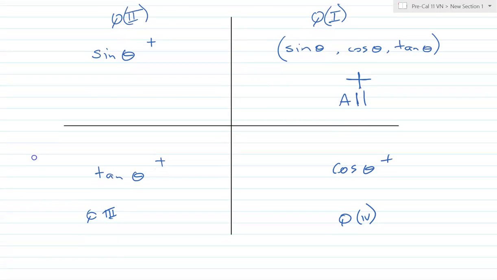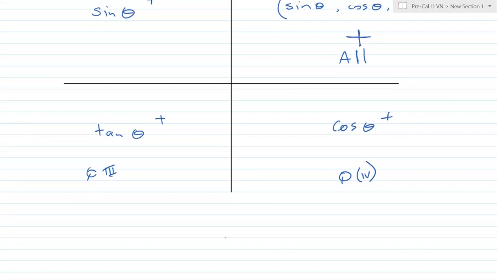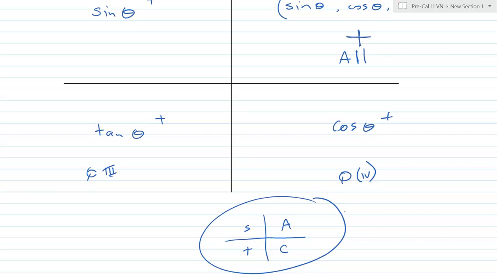So the way we remember this, we remember this as the acronym CAST, and it starts in the 4th quadrant, and that represents all the ratios that are positive in different quadrants, which are quadrants 1 to 4. Okay, so that's what that is, and that's basically it.